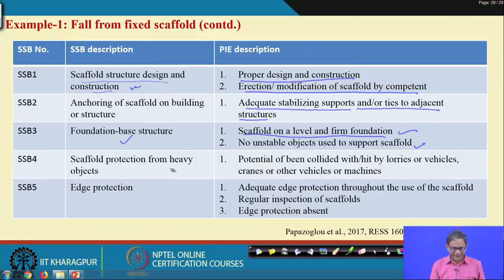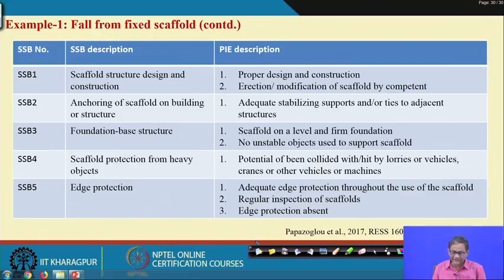Scaffold protection from heavy objects, potential of being collided with or hit by lorries, vehicles, cranes and other vehicles, that you have to understand. And accordingly, protection, edge protection: adequate edge protection throughout the use of the scaffold, regular inspection, edge protection absent. So, these are basically the probability influencing entities which ultimately govern the success of the support safety barriers. If you do more brainstorming, you may find that some of these may also be directly related to the PSBs. But at present, we found that it is reasonable to believe that yes, these are the PIEs for the support safety barriers, and these are the support safety barriers which ultimately influence the PSBs.